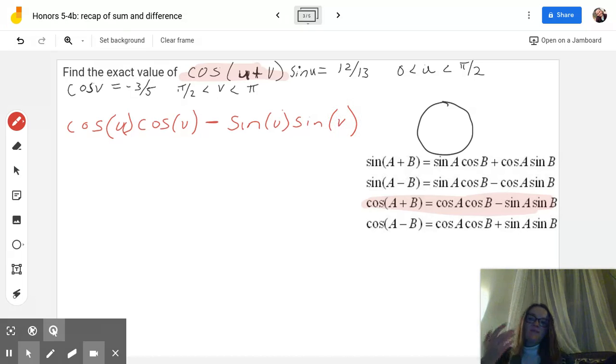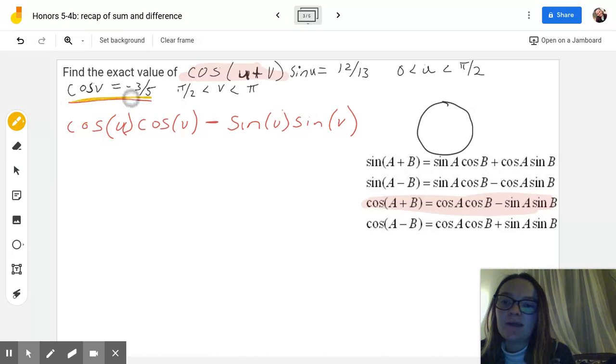Okay, so we can see right off the bat here, I know a couple of things. I know cosine of v is negative 3/5. So let's go ahead and replace that. And I also know that sine of u is 12/13. So I don't really have enough information, but I can at least write what I know. So that's 3/5 here. And that is 12/13 here. So the question is, how do I find the rest of the information?